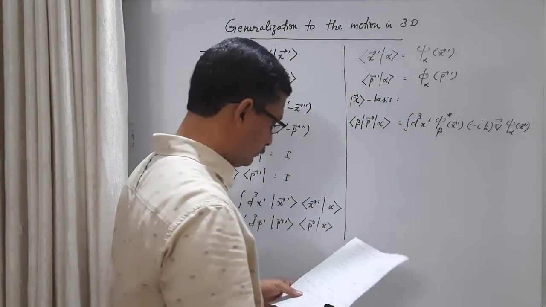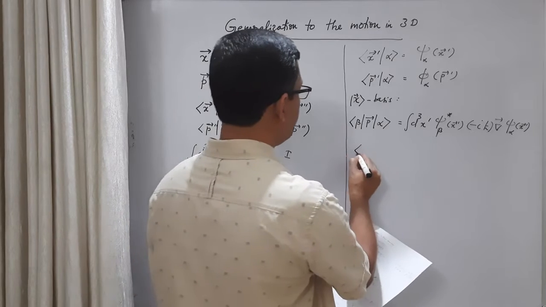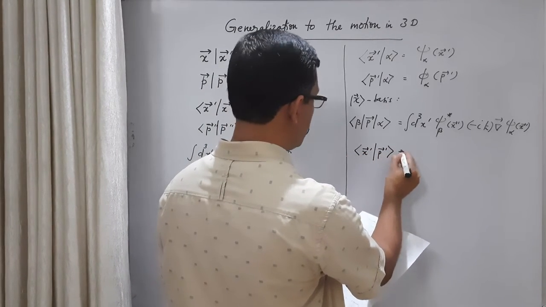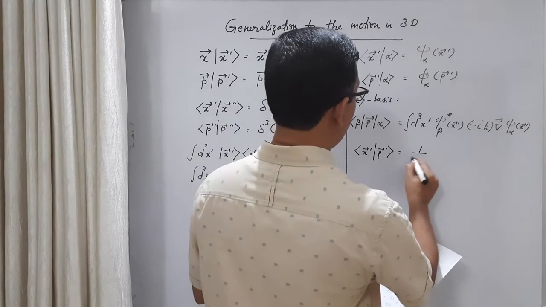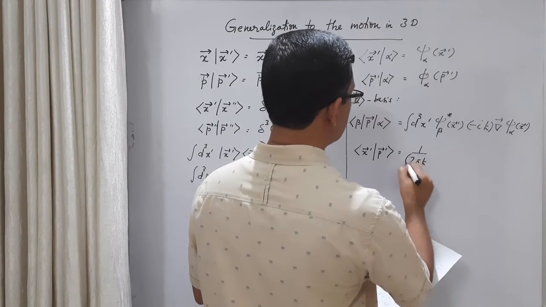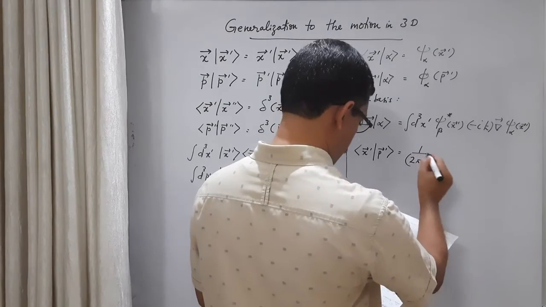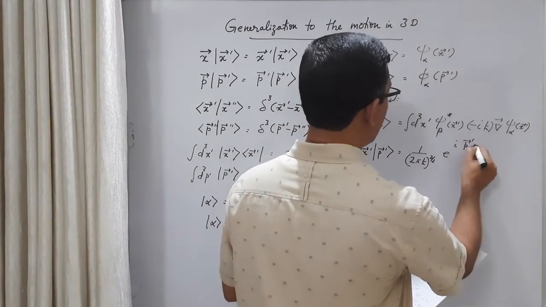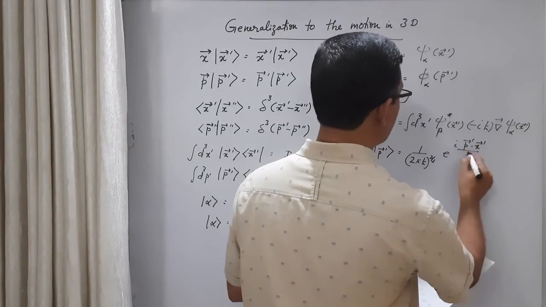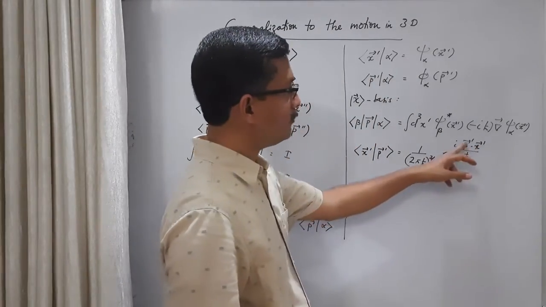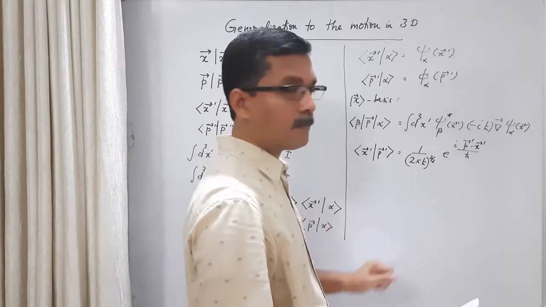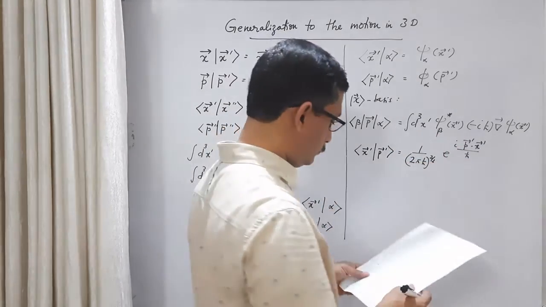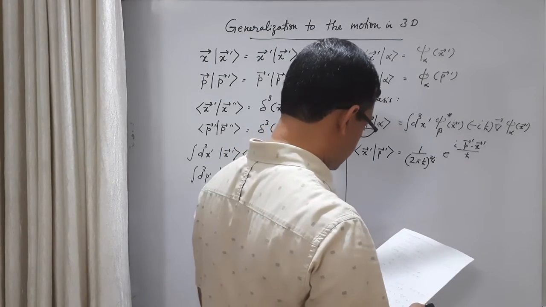And what is the transformation function? This transformation function is (1/2π h cross)^(3/2) e^(i p'·x'/h cross). This is vector p', this is vector x', so there is a dot product, the scalar product for three-dimensional vectors.